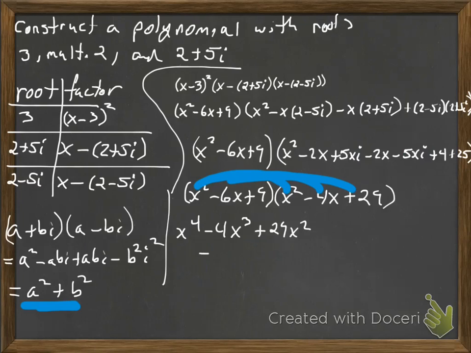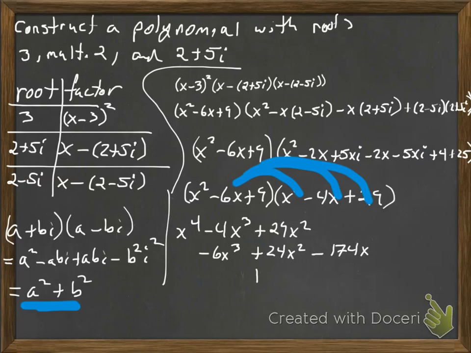Now, because I don't have a lot of real estate, I'm going to write it this way. So we distribute the x squared. Now we're going to distribute the minus 6x. So minus 6x times x squared is minus 6x to the 3rd. Minus 6x times minus 4x is positive 24x squared. And minus 6x times 29 is negative 174x. So there we are, just distributing that minus 6x through. And finally we'll distribute the 9 through, so 9 times x squared is 9x squared. 9 times negative 4x is negative 36x, and 9 times 29 is 261.